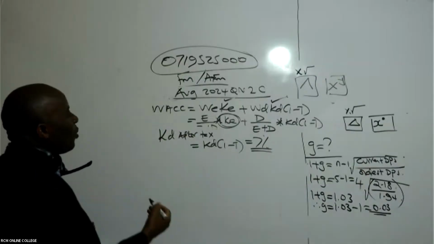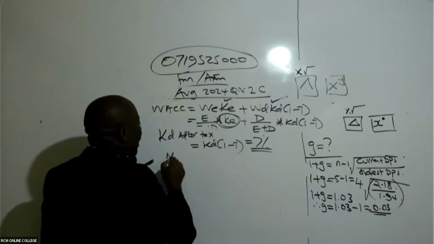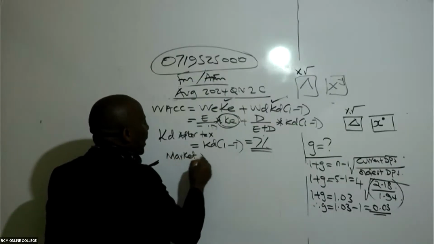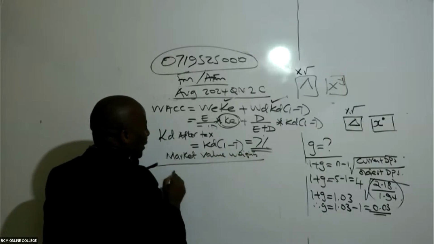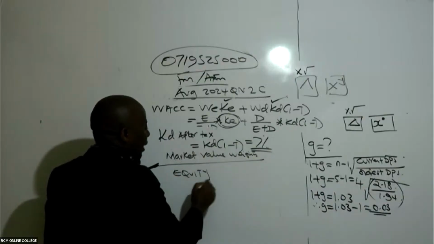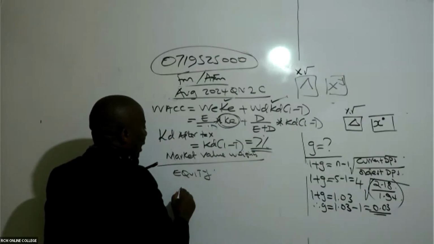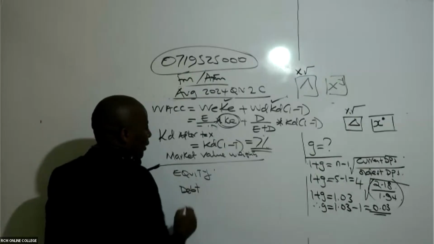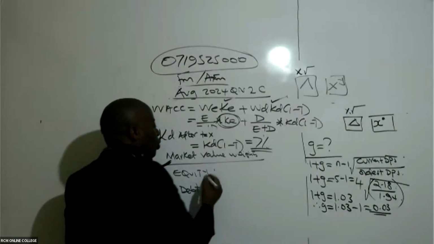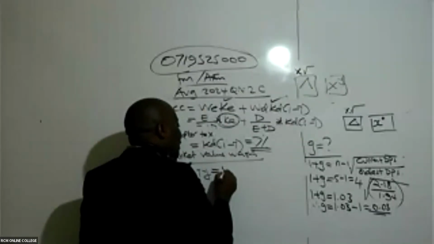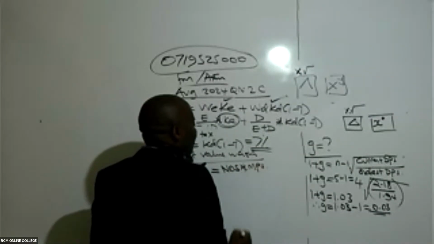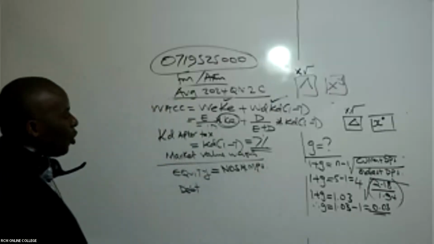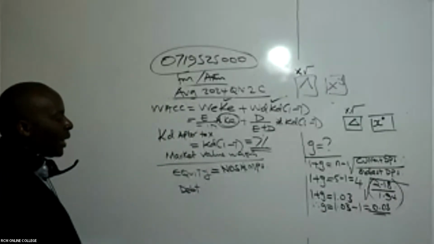Now, the only thing that I would need to do is to give my examiner what we are calling the market value weights. The market value weights, of which I have equity, and I have my debt, 2 of them. So how do I get the market value weight of equity? To get the market value weight of equity, I will take the number of ordinary shares given times the market price per share.